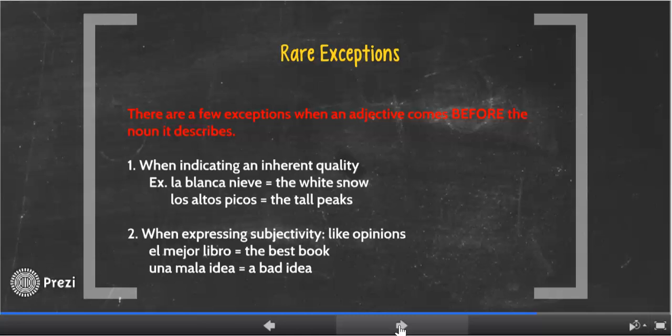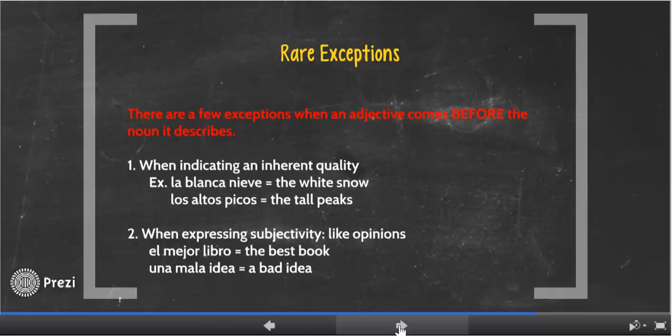Okay, the second time when this would be the case is when you're expressing subjectivity. Subjectivity basically means something that's an opinion, something that can be debated. So, if I wanted to say the best book, which is an opinion, I would say el mejor libro, not el libro mejor. And if I wanted to say something was a bad idea, I would call it una mala idea, not una idea mala. Right? So inherent qualities and opinions go before the noun. Everything else, as I've stated before, goes after.